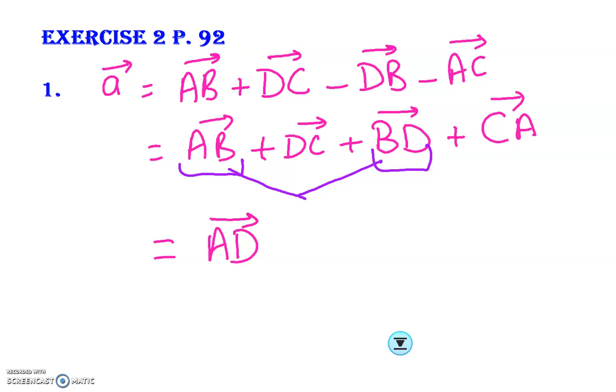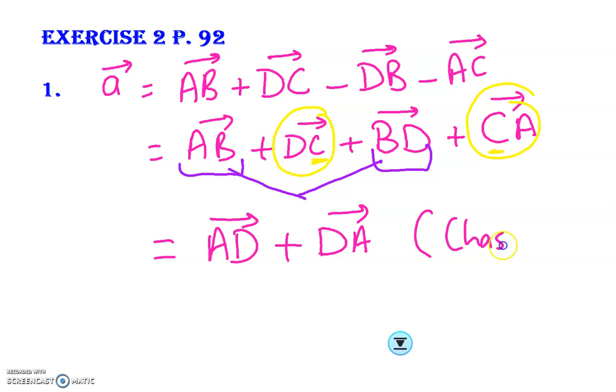Similarly, we can look at the other vectors, DC and CA. So DC plus CA. The ending point here is the starting point here. This means that we can add them by Chasles's rule. We get DA. We continue. Similarly, again, we have AD plus DA, same letter, so we combine to get AA, which is 0.